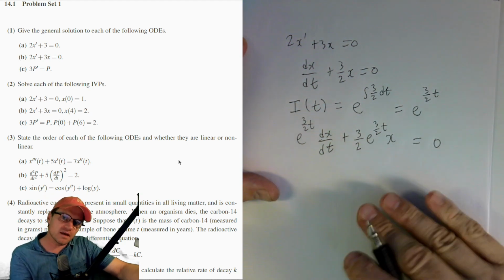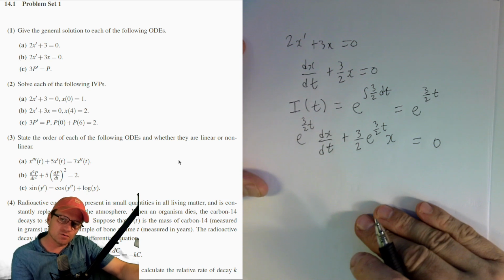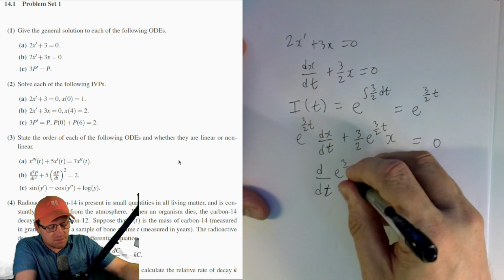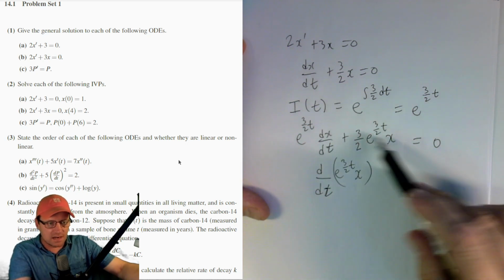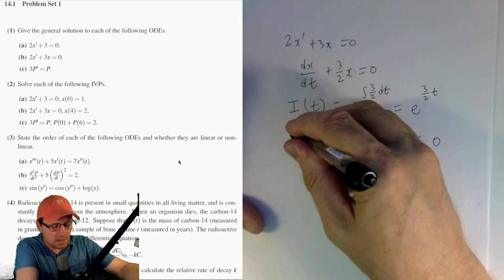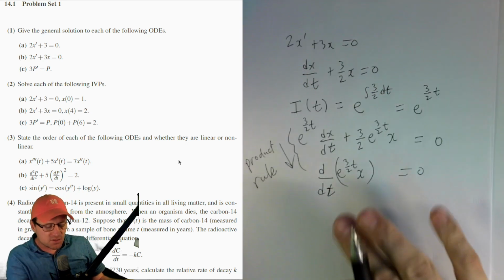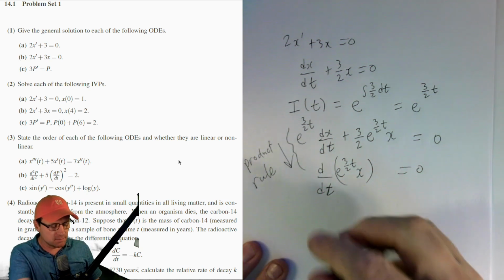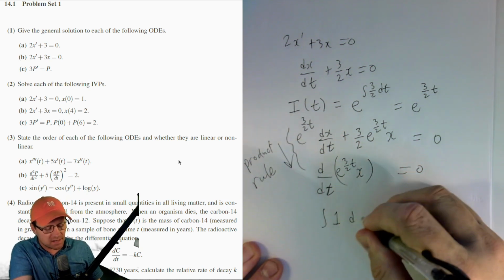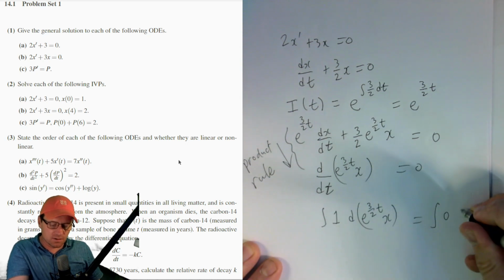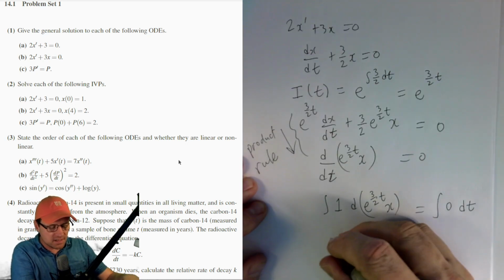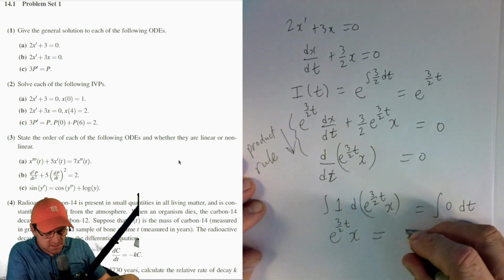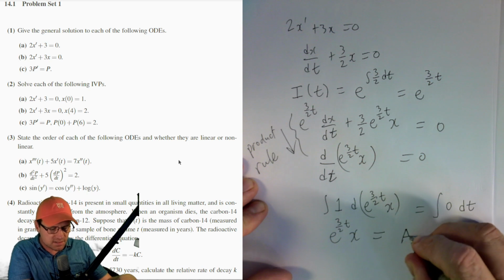Now, the left-hand side packs up using the product rule in reverse, because if we were to differentiate the product of e^(3/2 t) times x, this is exactly what we would get using the product rule. Now that we have this equation, it is separable, so let's separate it. The integral of the derivative of this product is the integral of 0 with respect to t. Integrating the left-hand side is easy: we just have what's inside the bracket, and on the right-hand side, we have a constant. Let's call it a, because I know how this is going to work out.